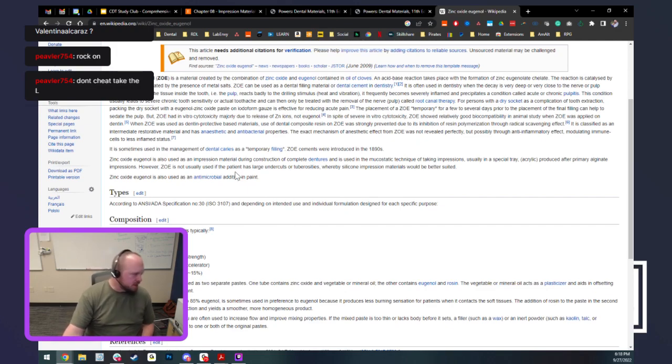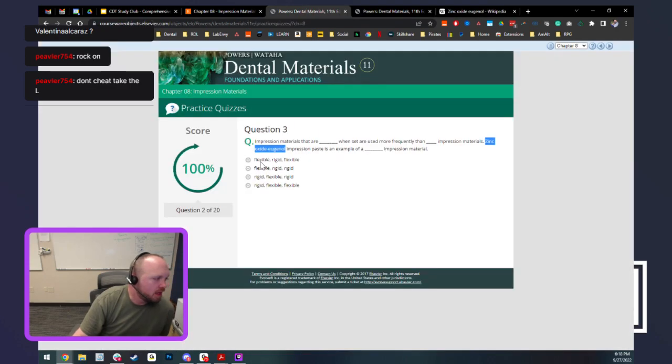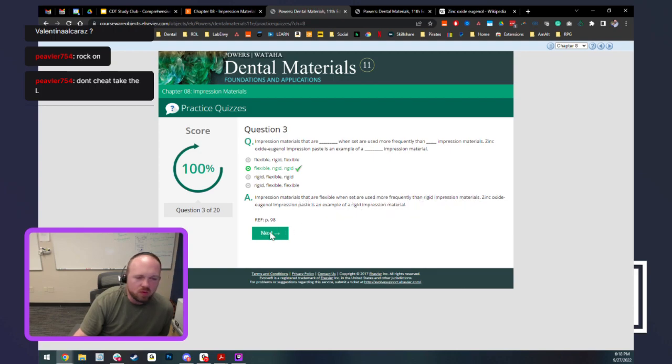Yeah, so this says it's not usually used if the patient has large undercuts or tuberosity, so down in here, because it would capture the undercut, which means it's a rigid material. So we're going to go with flexible, rigid, rigid. Boom. Impression materials that are flexible when set are used more than rigid materials. A rigid impression material. Boom. We're 3 for 3.